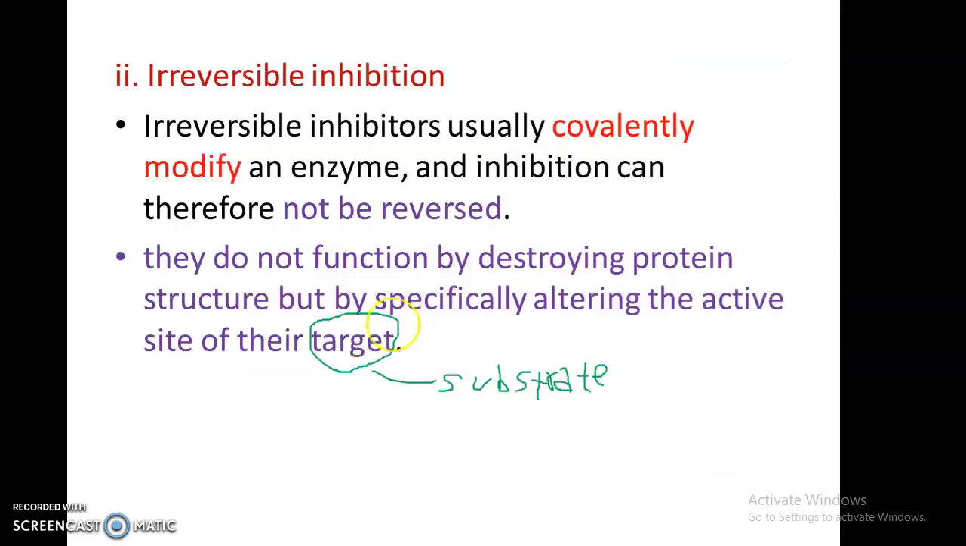Then, irreversible inhibition. Irreversible inhibitors usually covalently modify an enzyme, and inhibition can therefore not be reversed. Okay, there will be covalent modification. Covalent means related to a bond, so there will be bond modification. They do not function by destroying protein structure, but by specifically altering the active site of their target. All the effects and processes in enzyme-related things are physical, related to the active site and the like. When you say target, it is just the substrate.